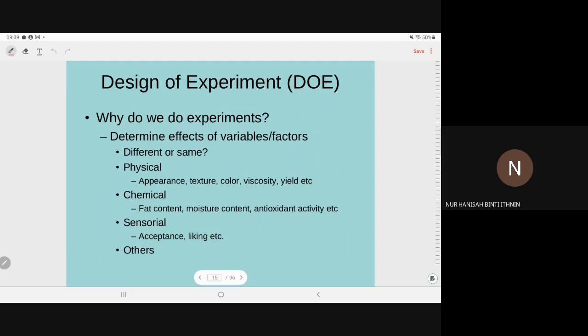Okay, so let's go to our next topic, and that is design of experiment. Actually, we have touched a little bit on this when we discussed your practice one and the example that I have given. So why do we do experiments? There are many reasons. Basically, we want to get the truth, and that is why it is termed scientific. It is a scientific experiment versus a non-scientific experiment. These are two different things.